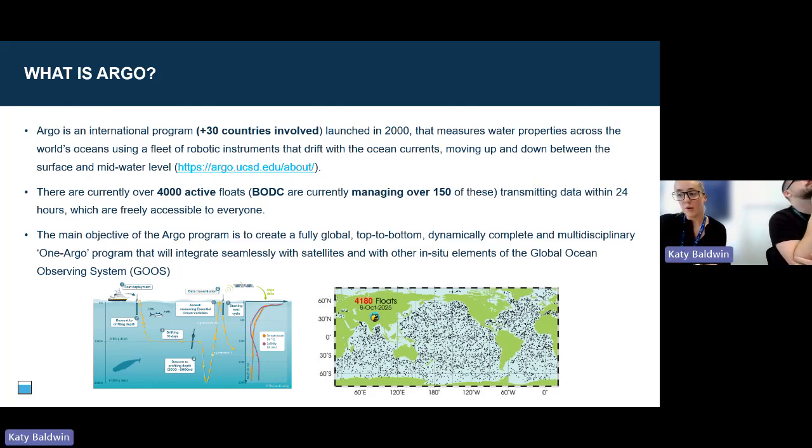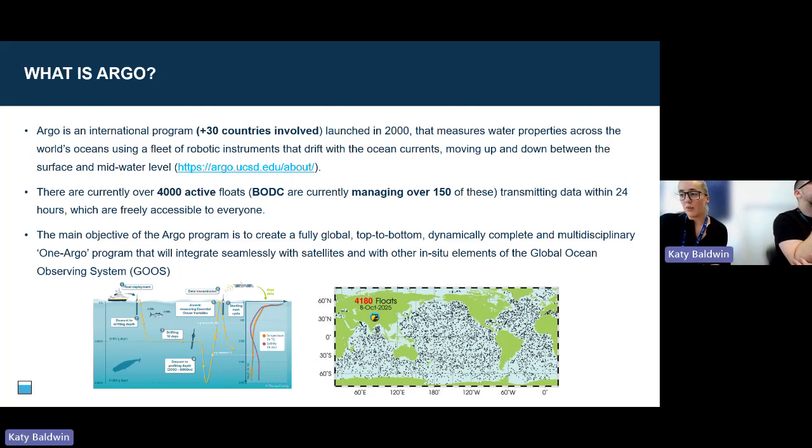Argo measures water properties across the world's oceans using a fleet of robotic instruments that drift with the ocean currents, moving up and down between the surface and the mid-water level. There are currently over 4,000 active floats that are transmitting data within 24 hours, which are freely accessible to everyone. We are currently managing over 150 of these active floats at BODC.